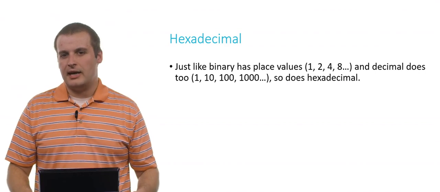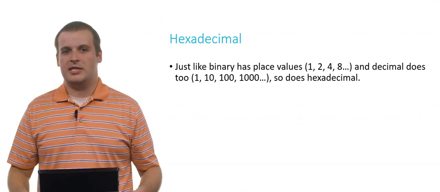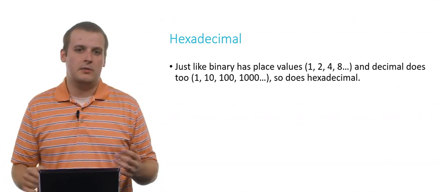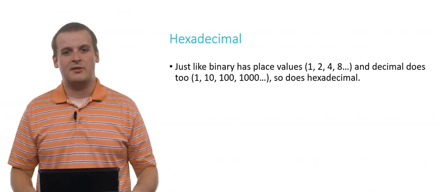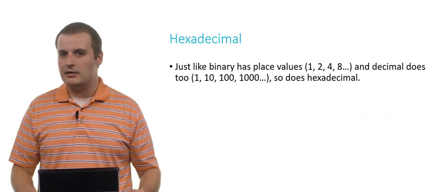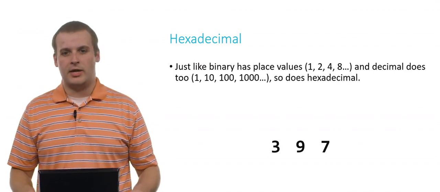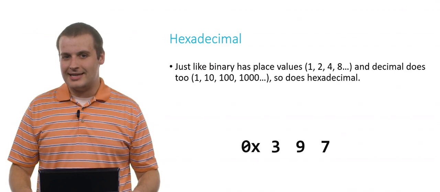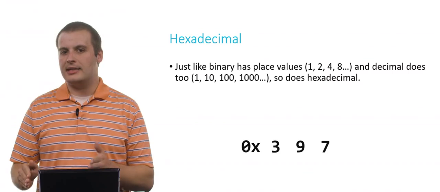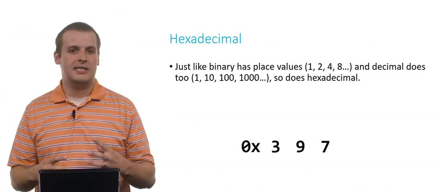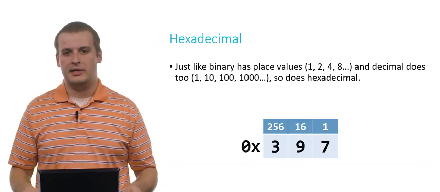So binary, as we said, has place values. There's a 1's place, a 2's place, a 4's place, and an 8's place. And decimal also has place values, the 1's, 10's, 100's, and 1,000's that we all may recall from grade school. And hexadecimal is no exception here, really. It also has place values, but instead of being powers of 2 or powers of 10, they're powers of 16. So when we see a number like this, we pretty clearly know it's 397, right? Well, if we see a number like this, we know this isn't 397 anymore. This is the hexadecimal number 397. It means something different because we're using powers of 16 as all of our place values instead of powers of 10.